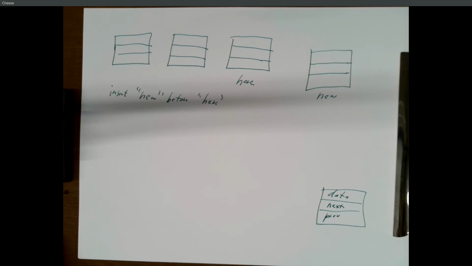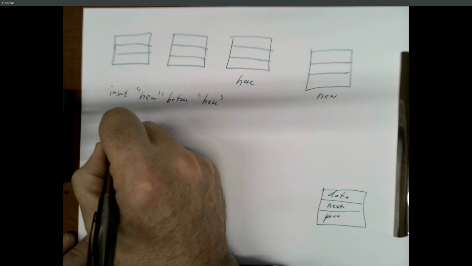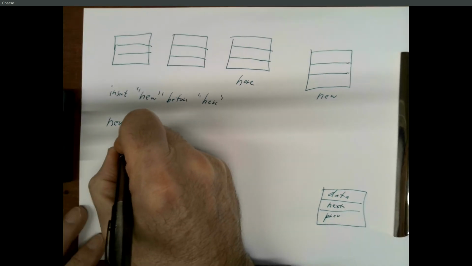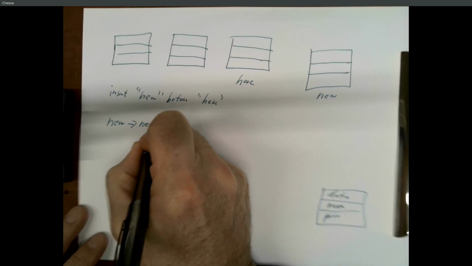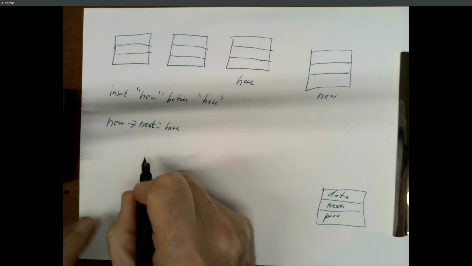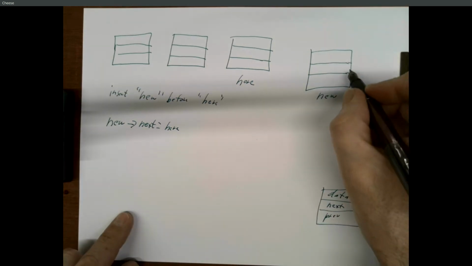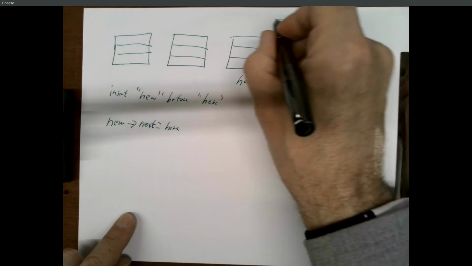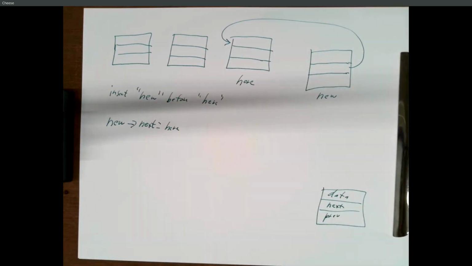Someone give me a line of code that will help. Do you want new's next? You want new's previous? Just one line of code. New next is equal to here, so this is new next. That's going to point right there. Okay, somebody else, give me a line of code, because we have a few lines we can write here.